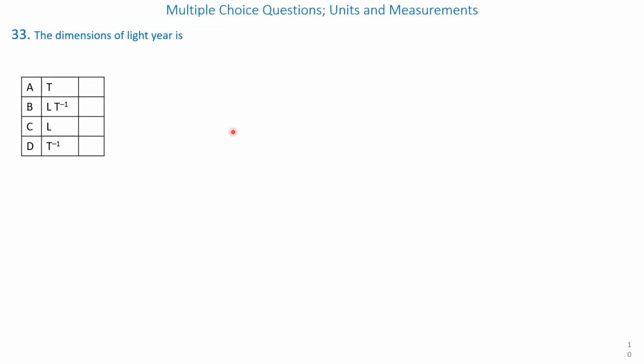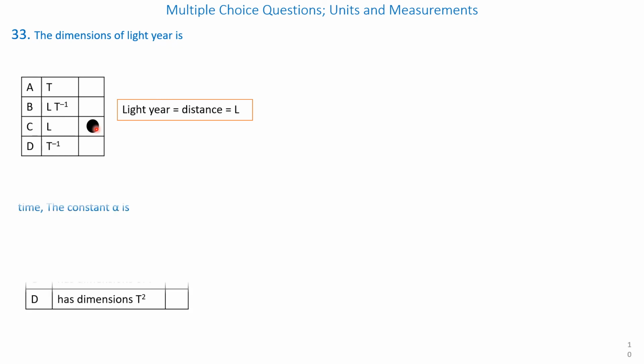Question number 33. Dimensions of light year. We know that light year is a distance. So option C is the correct answer. L is given in option C.